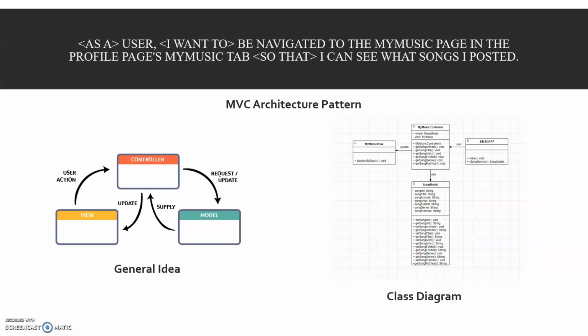As a user, I want to be navigated to the My Music page in the profile page, My Music tab, so that I can see what songs I posted. This is also using the MVC architecture pattern, where we have model, view, and controller. So when we tap on the My Music tab under the profile page, we are navigated, and we can see the My Music page based on MVC architecture, where we have the view display all the music that you posted in a grid view Insta format, and then the controller will get the songs and all that stuff.